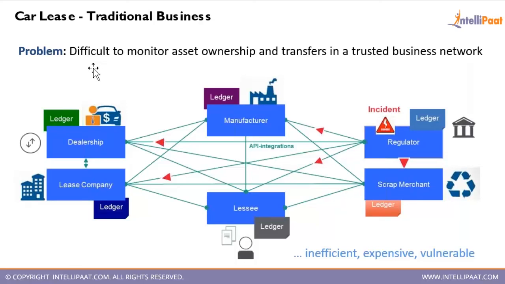In India, we call it a chassis number. Every vehicle has its own chassis number, isn't it? So this is one transaction, regulator to manufacturer. Once the conditions are met, the transaction happens between regulator and manufacturer. That's one transaction. Second is between manufacturer and dealer.